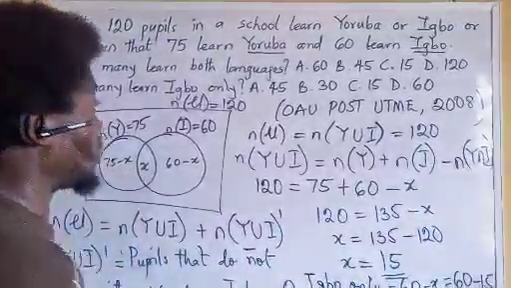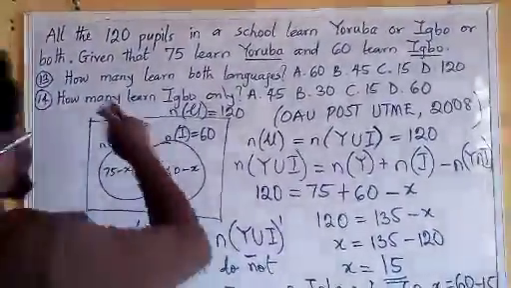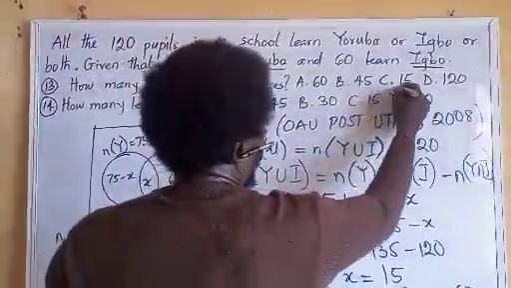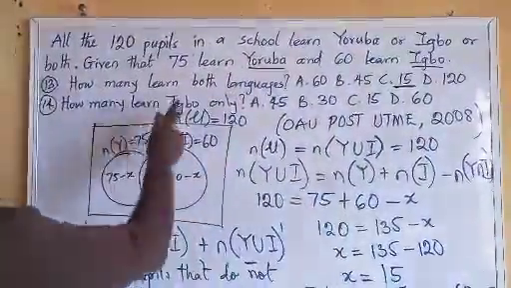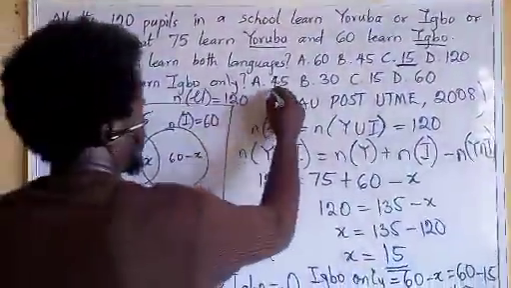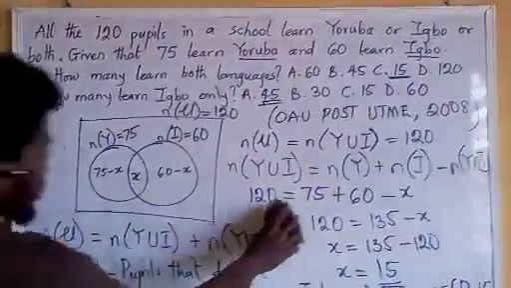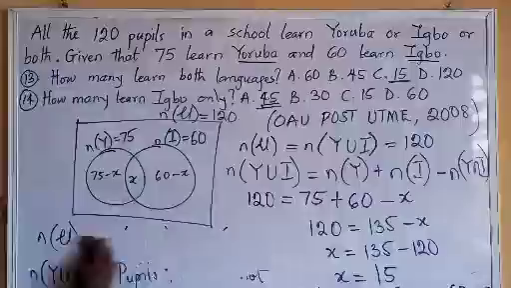Although I'm still going to use another method to calculate for this. How many learn both languages? 15, we have it in option C. And how many learn Igbo only? We have 45, which is option A. So very fast, let's look at the second method for calculating it.